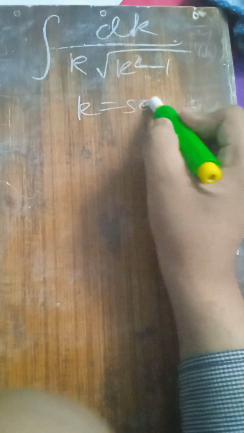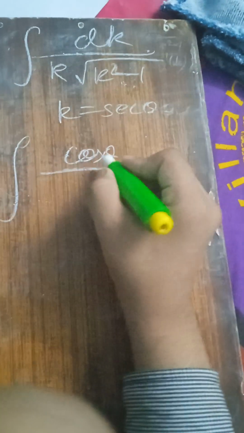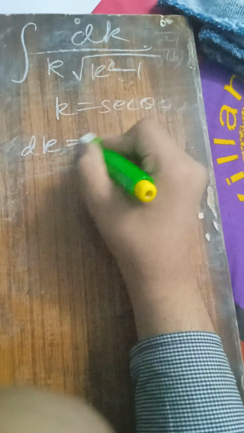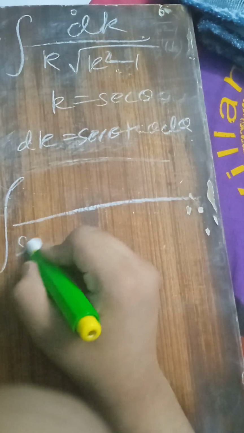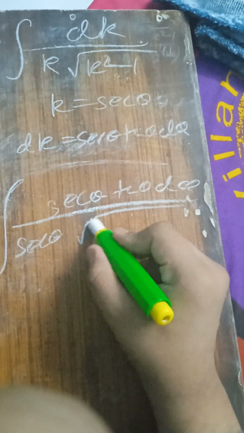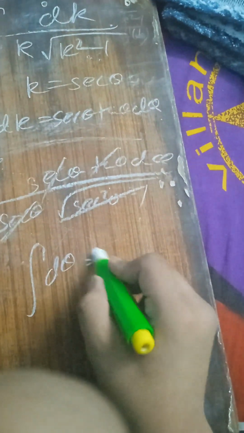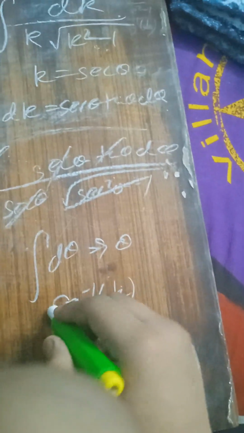Put k as sec theta again. The integral of 1 by k, sec theta tan theta d theta, and 1 by sec theta over here, tan theta d theta over root of k square minus 1. Sec theta tan theta cancel. The integral of d theta is theta, which is sec inverse. Okay, so this is it for this one.